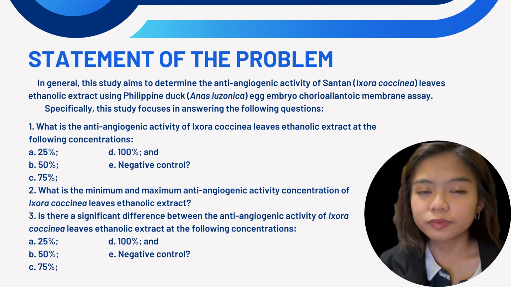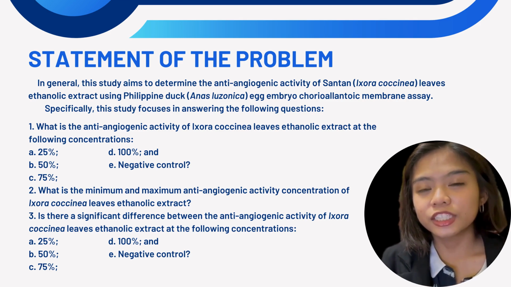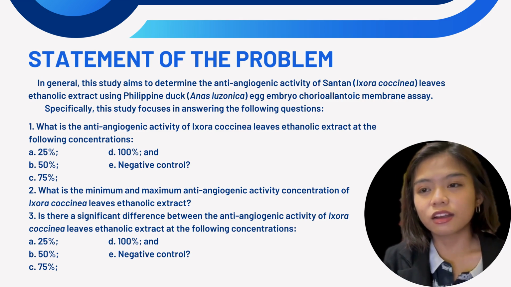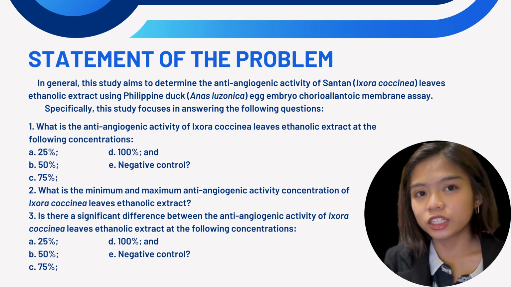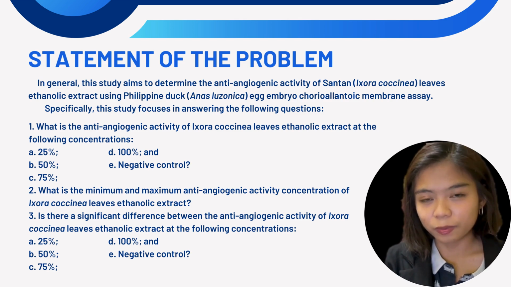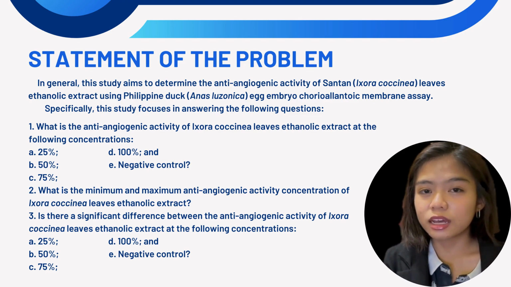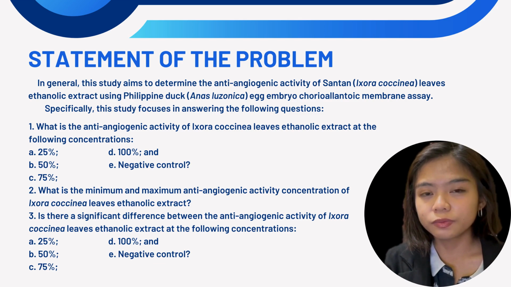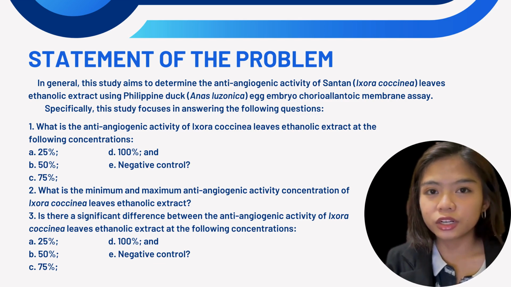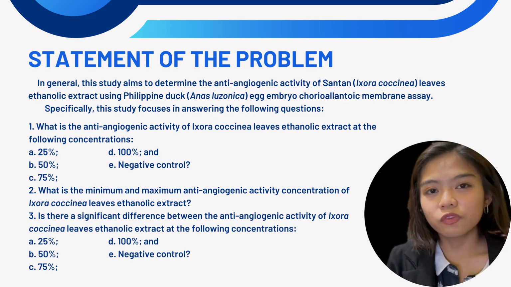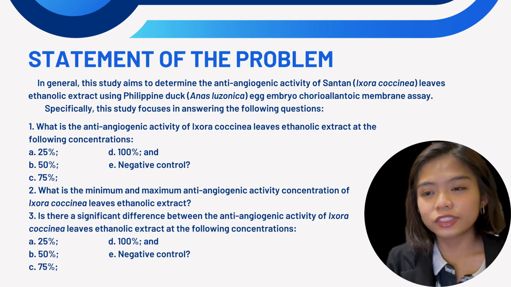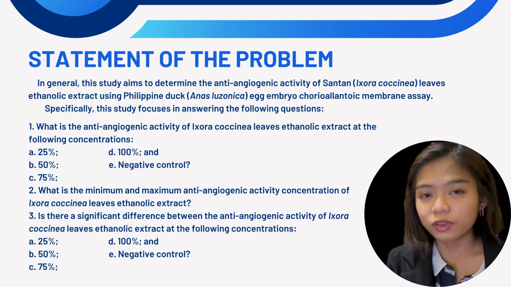In general, this study aims to determine the anti-angiogenic activity of santan leaves ethanolic extract using Philippine duck egg embryo CAM Assay. Specifically, this study aims to answer the following questions. What is the anti-angiogenic activity of santan leaves ethanolic extract at the following concentrations: 25%, 50%, 75%, 100%, and negative control? What is the minimum and maximum anti-angiogenic activity concentration of santan leaves ethanolic extract? Is there a significant difference between the anti-angiogenic activity of santan leaves ethanolic extract at the following concentrations?